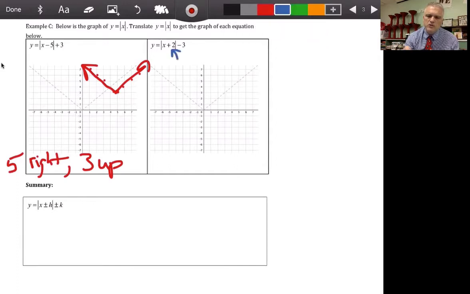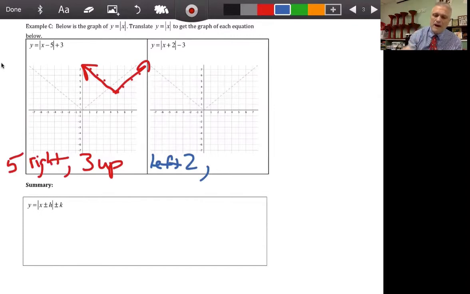So now this next equation, let's go a different color. This one has a +2 inside with the x. So inside with the x, it's either going to be left or right. It's a plus, so we're going to go left this time. Left 2 units. And the -3, it's outside, so it's not going to act on x. It's going to act on y.